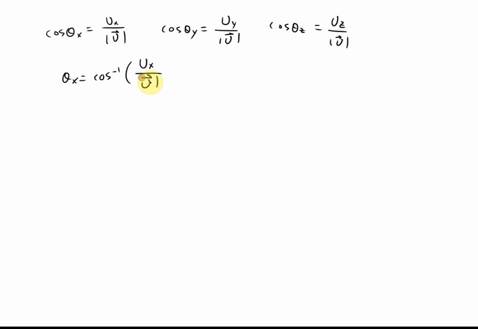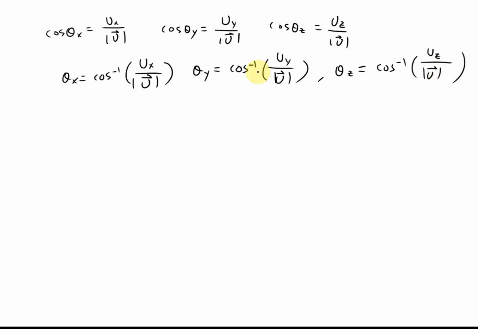So cosine theta x is u, x component of u, and cosine theta y becomes u, y component of u, and cosine theta z becomes u, z component of u, divided by the magnitude. Theta x is cosine inverse of ux over the magnitude of u, and theta y is cosine inverse of the y component over the magnitude of u, and theta z becomes cosine inverse of the z component over the magnitude of u. Okay, so that's the way we can get the direction cosines.